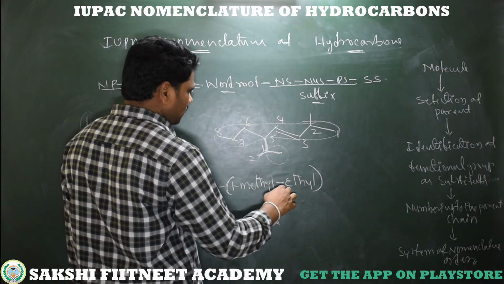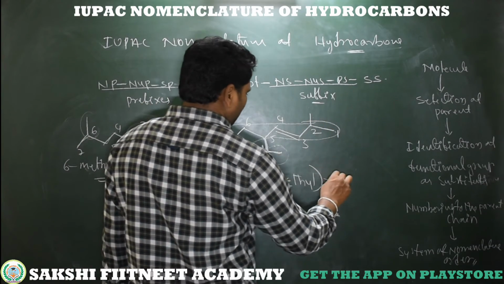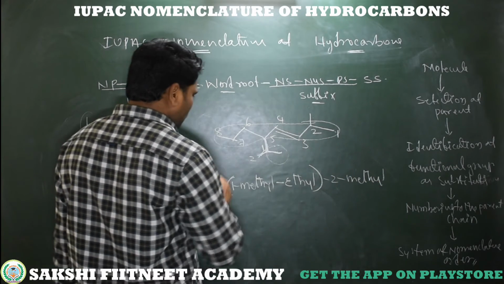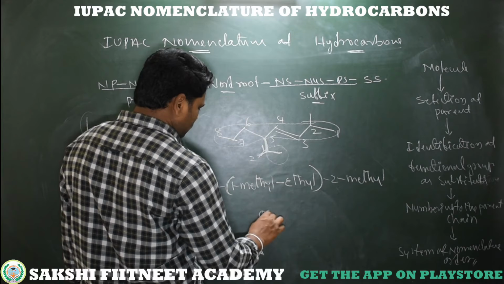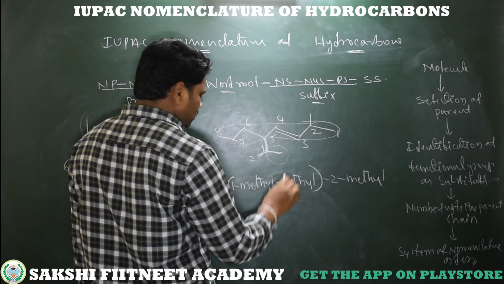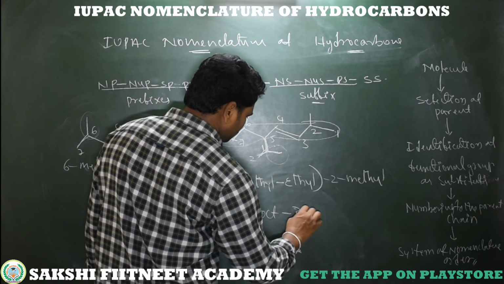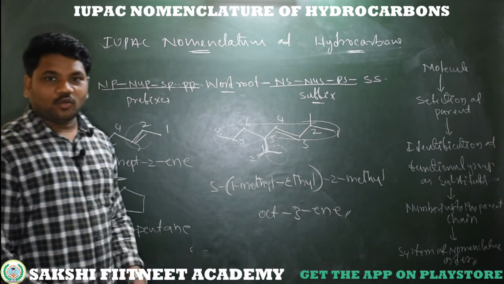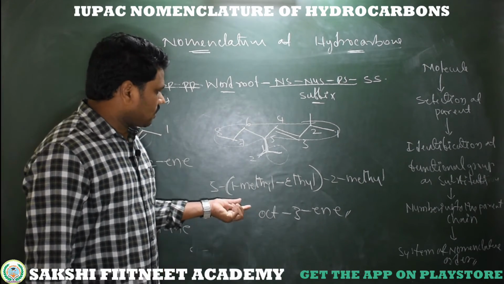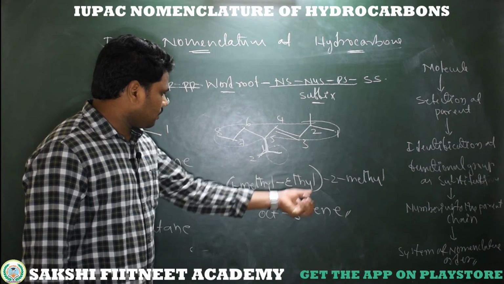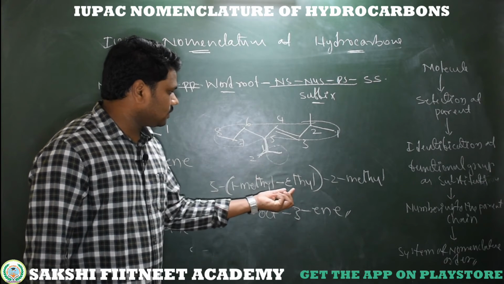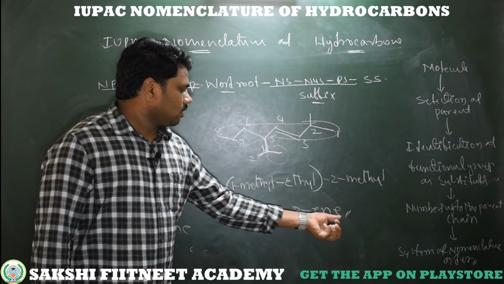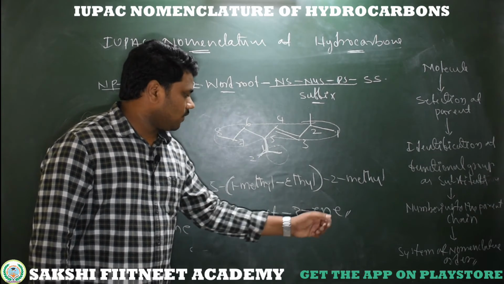5-(1-methylethyl), then at second position we have methyl, 2-methyl, then total number of carbons are 8, it's oct. Unsaturation at third position, 3-yne, no functional group, so ending with e. This is the IUPAC name for this compound: 5-(1-methylethyl)-2-methyloct-3-yne, ending with e. There is no functional group.